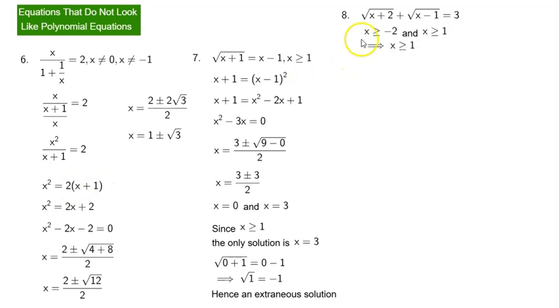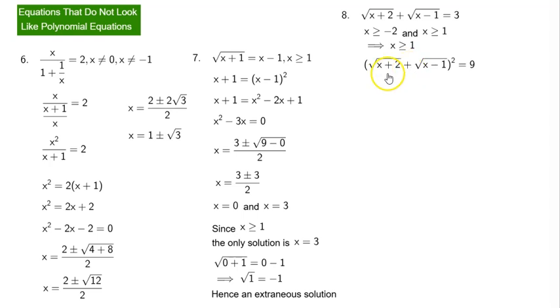So x is greater than or equal to minus 2 and x is greater than or equal to 1. Now combining these two, we can write it as x greater than or equal to 1 because of this 'and'. Both conditions have to be satisfied. That happens only when x is greater than or equal to 1. So we have our restriction in place now.